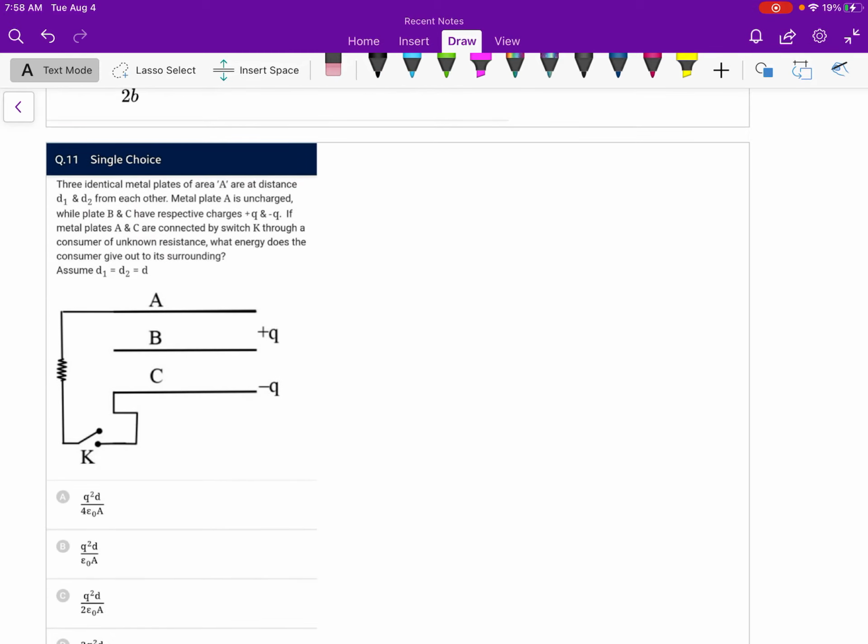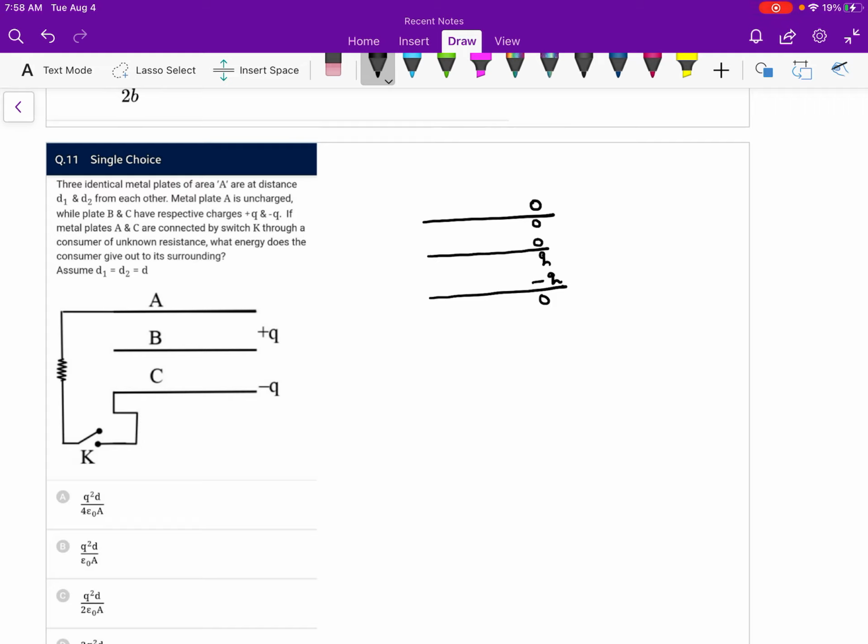We have these 3 identical metal plates with D1 equals D2. Initially the plates were not connected. If we distribute the charge, total divided by 2 on the outermost faces, so 0 here. Since this plate is isolated, here it is also 0. Directly opposite faces have equal and opposite charges, so this is also 0. This is Q and minus Q.